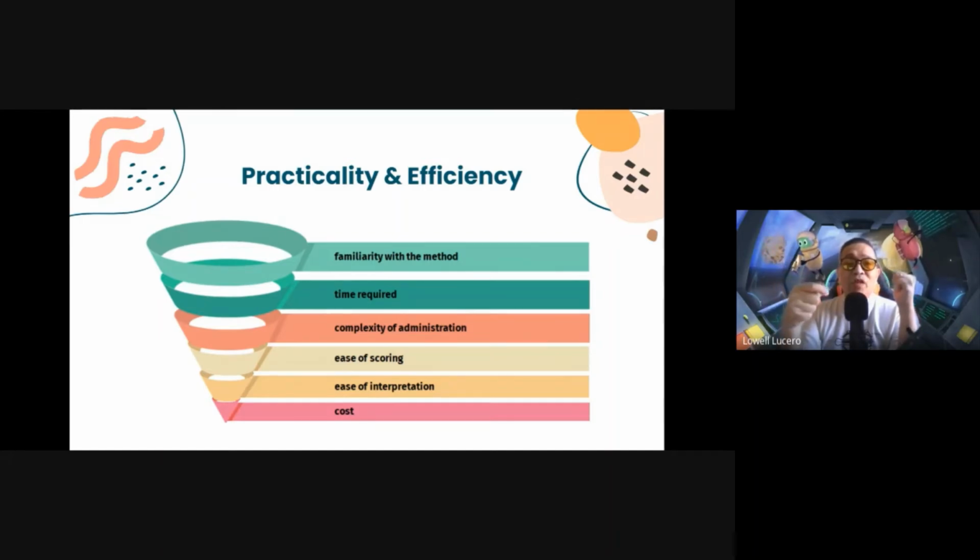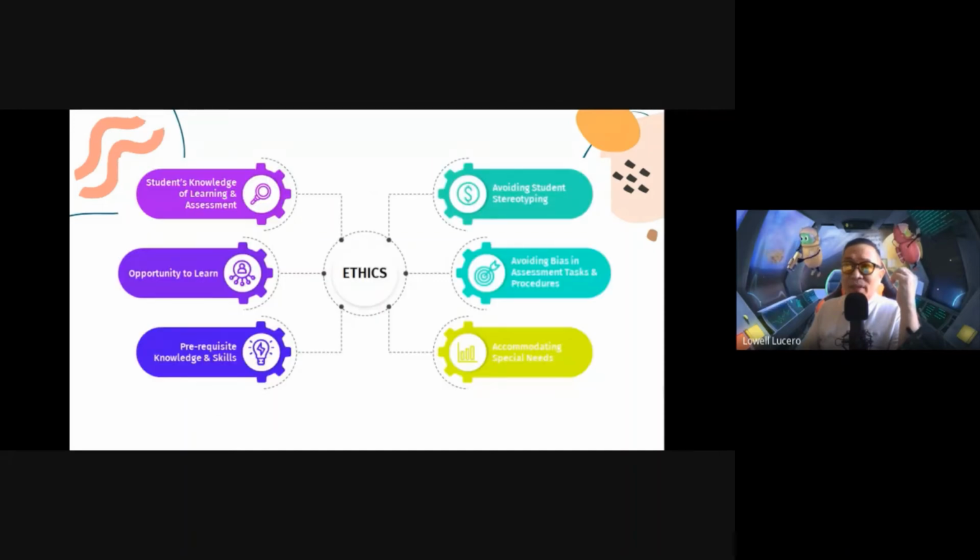Ease of interpretation. Madali lang siya. That's why you need to have standards, no? Basically, mayroon tayong scoring guide. Then cost should be also practical and efficient. Okay? Economical is practical and efficient. Kung economical yung test mo. Next is we have also ethics. Ethics you need to consider.